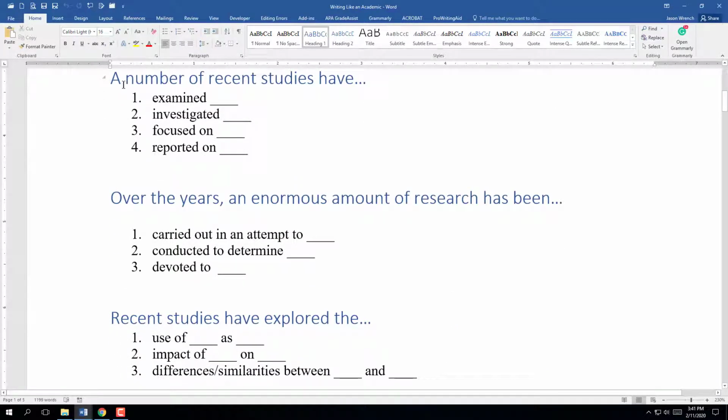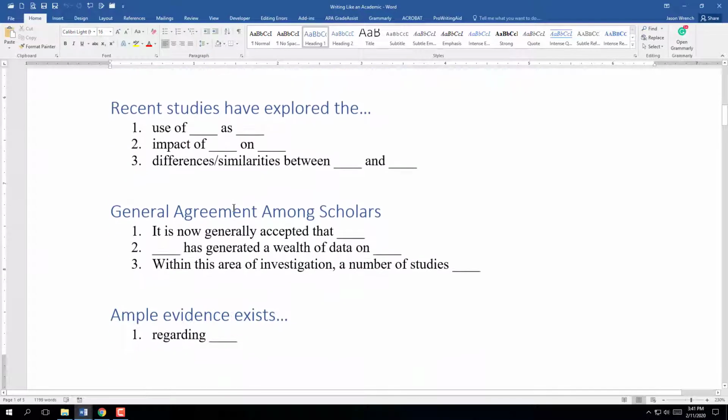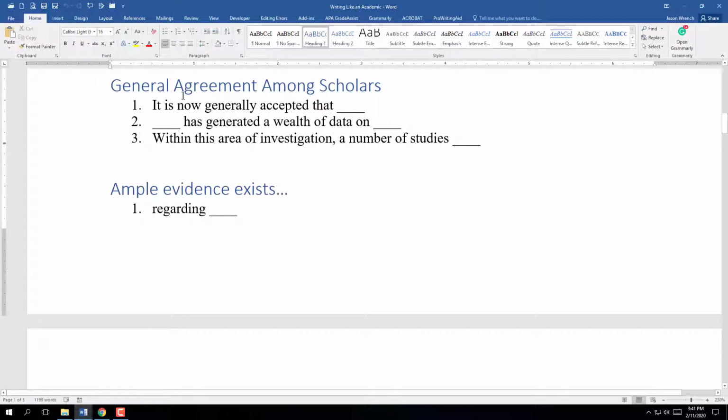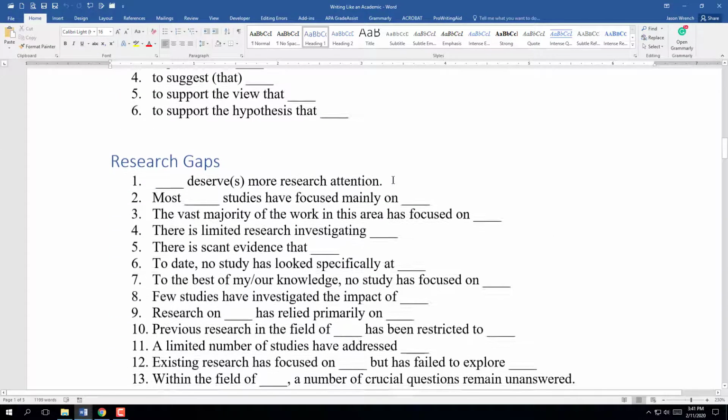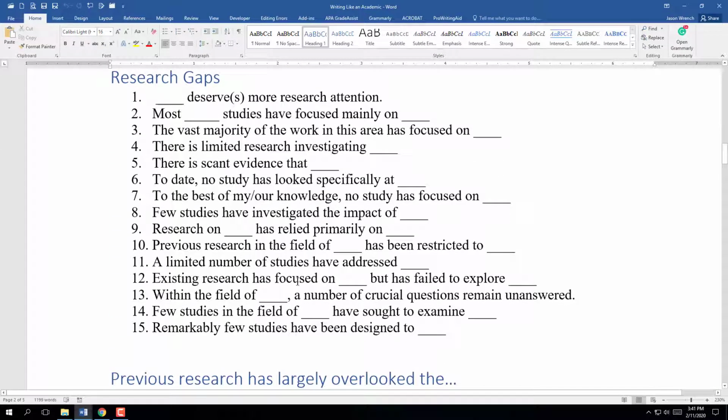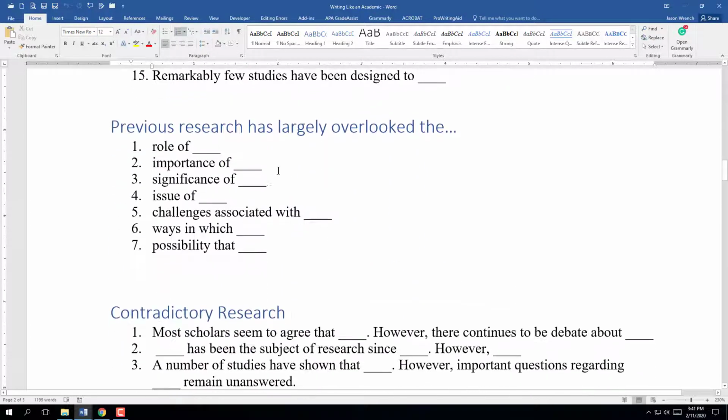Also want to be active voice. "A number of recent studies have examined, investigated, focused on, reported on." Scroll through. If there's general agreement among scholars, you could say "it is now generally accepted that blank," and then you provide your parenthetical citations there. If there are gaps in the research, here's a whole section on examples of gaps, like "blank deserves more research attention," or "research on blank has relied primarily on this." If there's previous research that has largely been overlooked, you can see that.